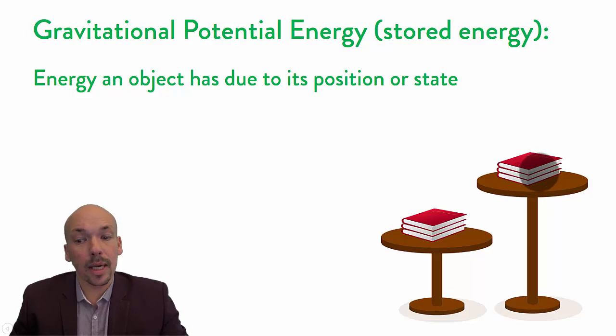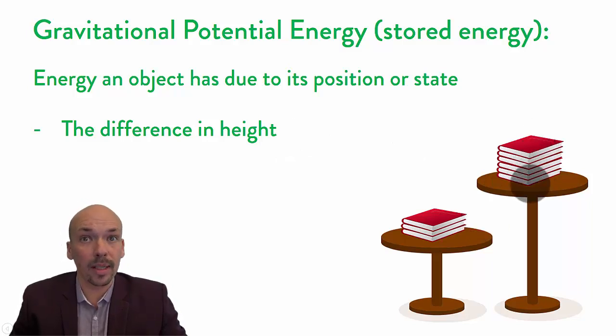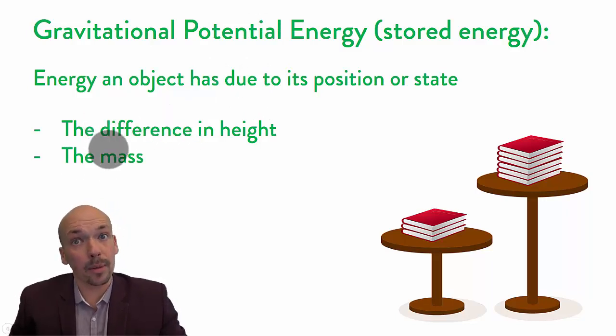Of course, you can also add even more energy to it, but first, the difference in height is one of the factors which says something about the energy. The second thing is the mass. If you have more books, so if they are heavier and you drop them, then you can imagine that it will hurt even more. So also the mass has something to do with the potential energy. So the difference in height and the mass are very important for the potential energy.